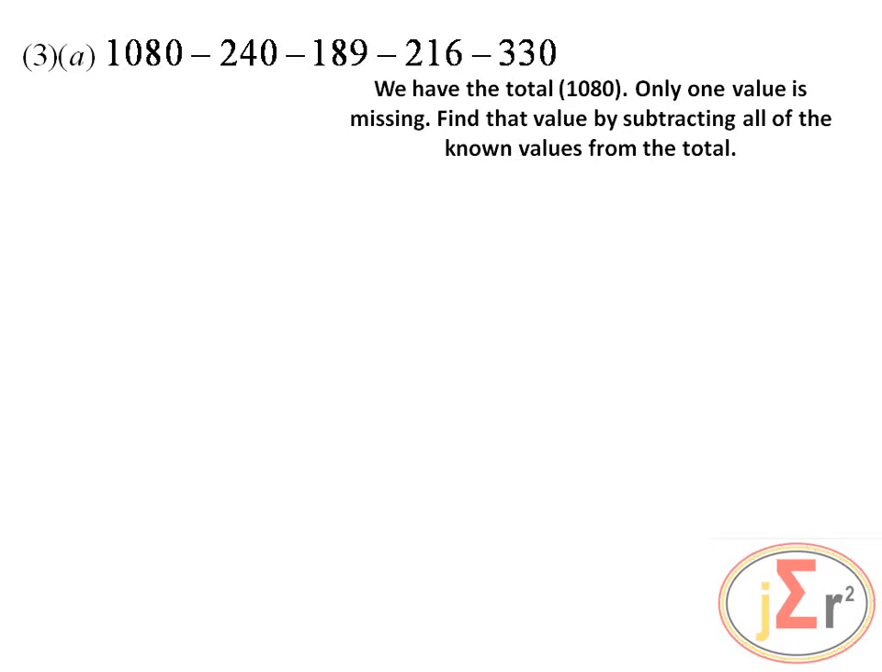So we have the total of 1,080. Only one value is missing. Find that value by subtracting all of the known values from the total. So we have subtracted all of the known values from the total. Those who are interested in becoming a doctor is 105.